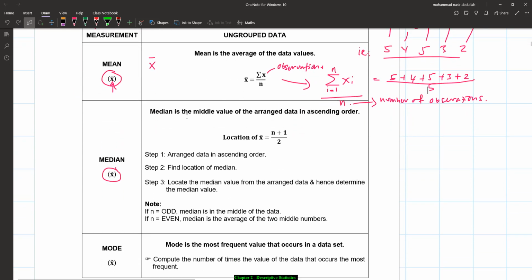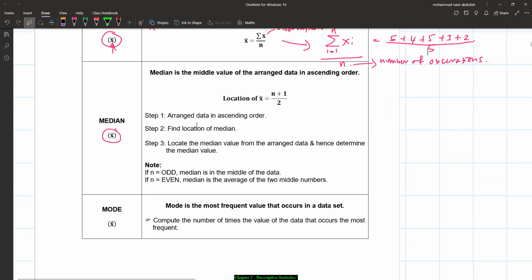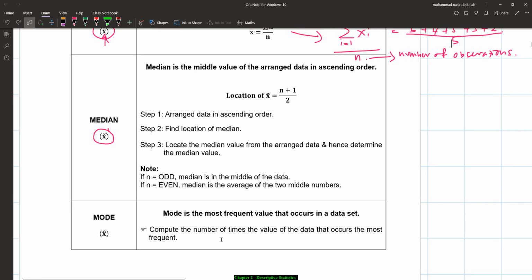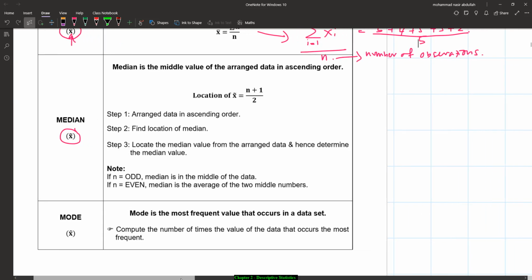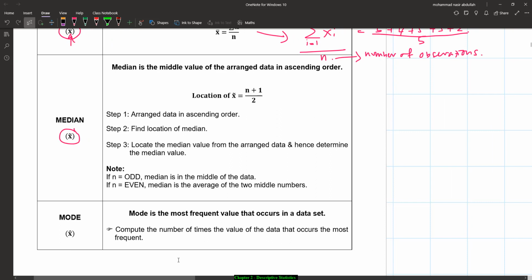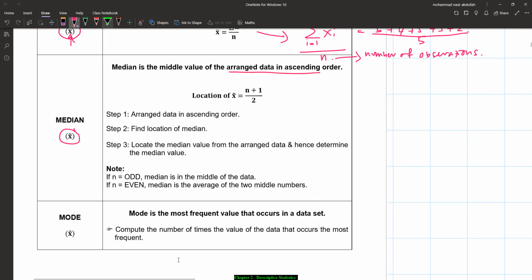The next measure of central tendency is the median. Median is the middle value from the arranged data, arranged in ascending order. So we highlight here that it is the middle value of the arranged data in ascending order.